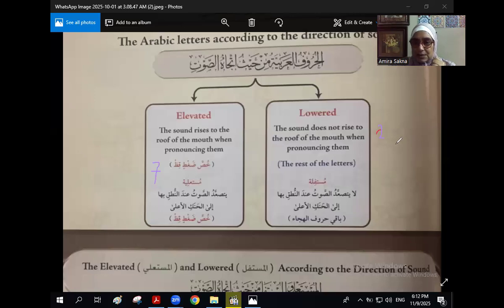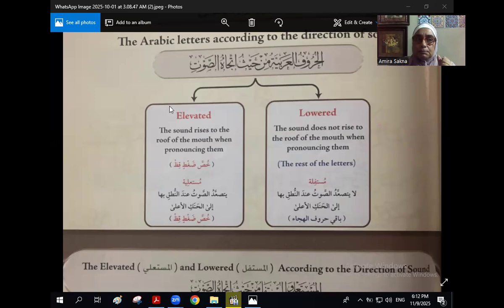Yes, 29. They are going to 29 minus 7. So the rest is going to be how much? 22, yes? So the rest, 22 letters, are lowered letters. Lowered letters: the sound does not rise to the roof of the mouth when pronouncing them, and they are the rest of the letters. Okay?